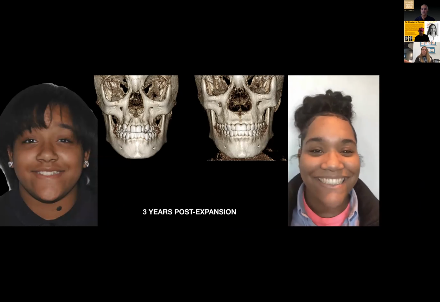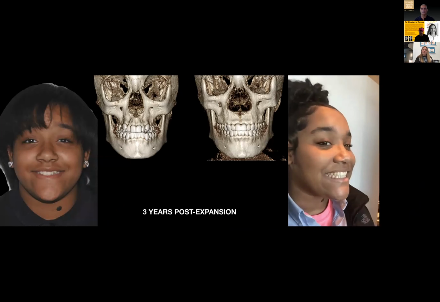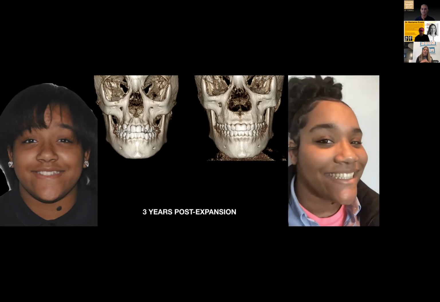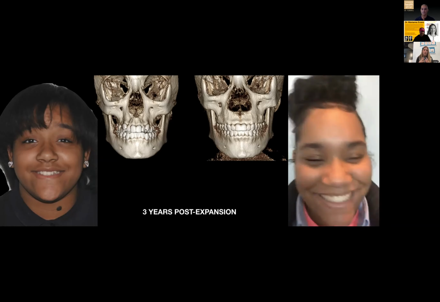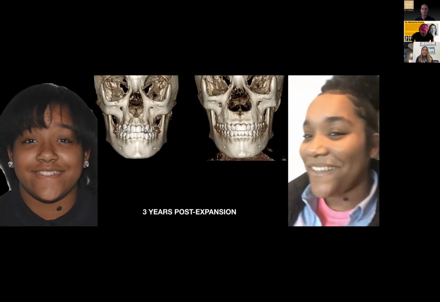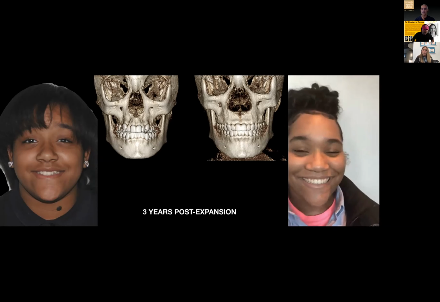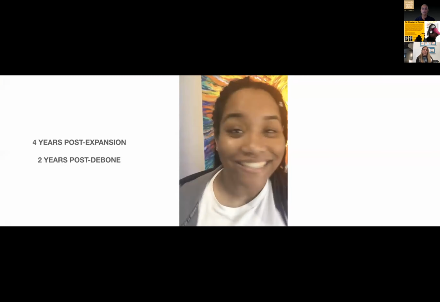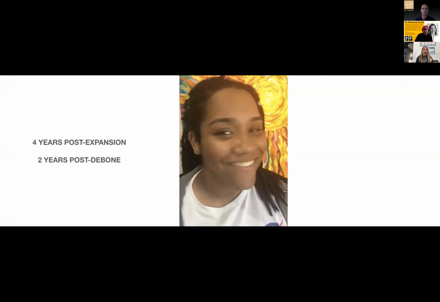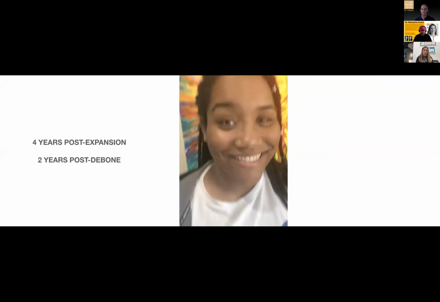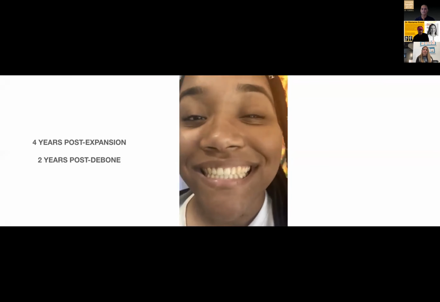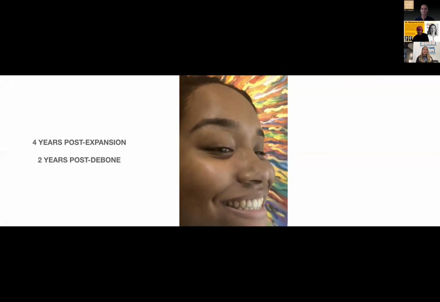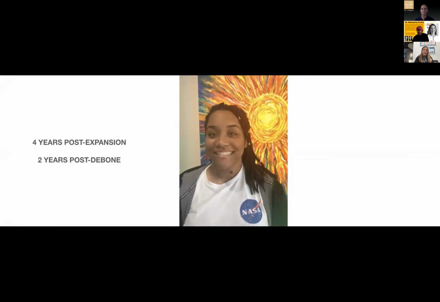Absolutely. So this is the patient before and after, 3 years after expansion. The bite is stable. I think her face and her bite are harmonious together. And also, she recently had her wisdom teeth erupt in full occlusion. So this is her 4 years after expansion, 2 years after we removed her braces, and the bite stays stable, and it was a surgical case. And she has stable occlusion, she has her wisdom teeth in occlusion, and she does not have sleep apnea anymore.